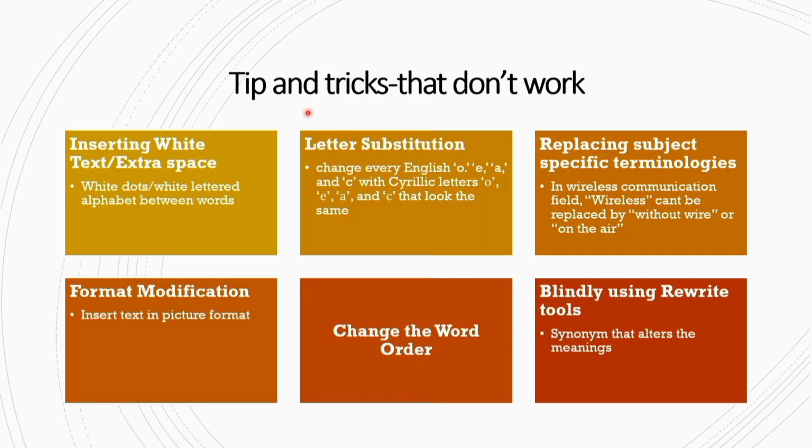If it's our first time dealing with plagiarism, we initially try to use some tips or tricks that can help us remove the plagiarism in less time or with little effort. Here are some tips and tricks that people try to use, but they actually don't work. Nowadays, the tools that check plagiarism or similarity index are very intelligent, and if you have used any fake trick to cheat the software, it can easily detect that there is something ambiguous. So the first one is inserting white text or extra space.